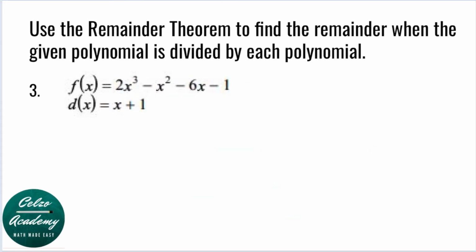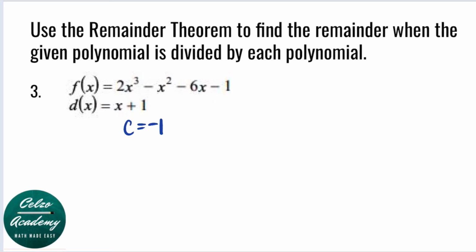Question number 3. F of x is equal to 2x cubed minus x squared minus 6x minus 1 divided by x plus 1. What do you think is our c value here? Our c value is the opposite of plus 1, so our c here is negative 1. To find the remainder, we need to evaluate f of negative 1, which means we need to substitute negative 1 into our f of x.